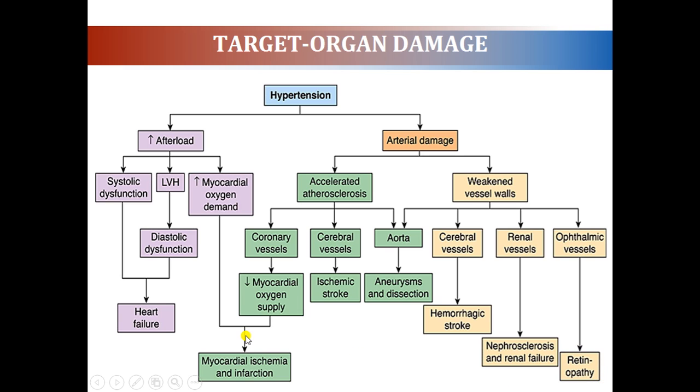So untreated hypertension can damage the heart. It produces heart failure, myocardial infarction, myocardial ischemia, aortic aneurysm, which is a life-threatening complication, hemorrhagic stroke, paralysis, brain damage, renal damage, and eye damage. So these are the essential target end organ damage which we need to prevent. That is why even if the patient is asymptomatic, hypertension is required to be treated by the physician.